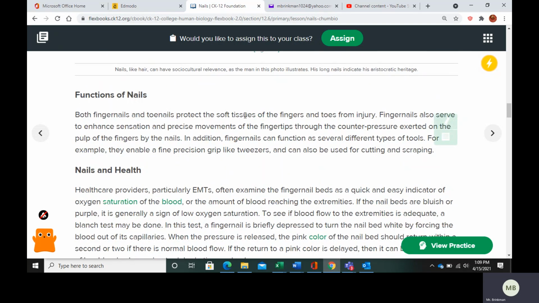Fingernails are going to protect the soft tissues of the fingers and toes from injury. They are going to help enhance sensation and precise movements of the fingertips through the counter pressure that they put on the finger tissue.